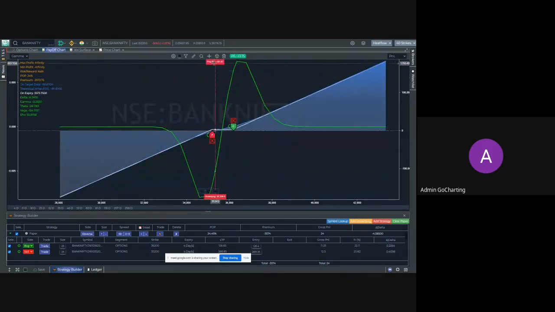And here in the top, you get to see what I call the theoretical position of the underlying.